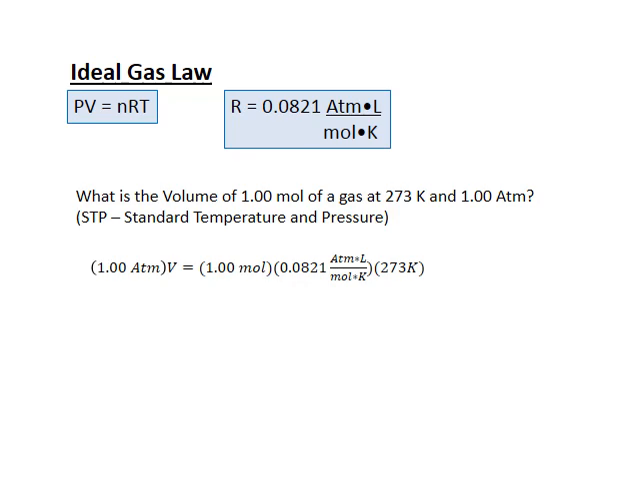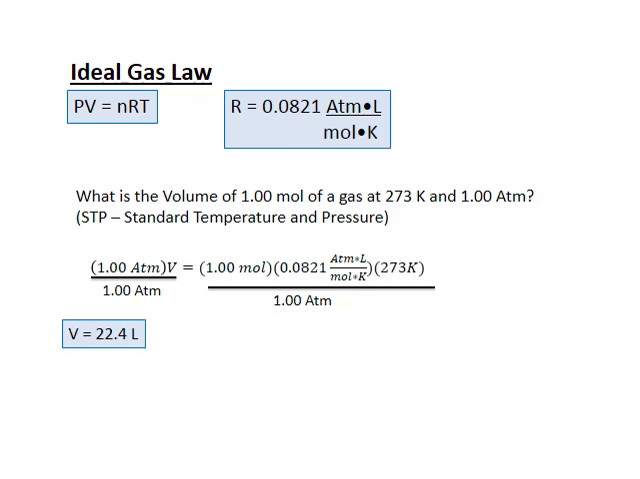So when I plug into that, I've got 1 atmosphere times the volume is equal to 1 mole times 0.0821 atmospheres, liters over moles, Kelvin, and 273 Kelvin. So I want to get V all by itself, so I'm going to divide both sides by 1 atmosphere, and I get a volume of 22.4 liters. So you might recall that I used 22.4 liters in the Avogadro's law presentation. So it just so happens that this is kind of a magic volume, that 1 mole of any gas at standard temperature and pressure is going to occupy 22.4 liters.